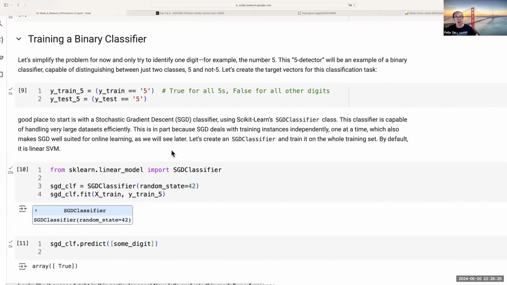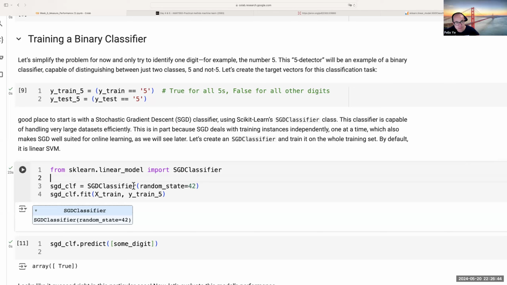What they basically do is handle the training instances independently, one at a time. That makes it very suitable for online learning as well. So by default, that's linear SVM.